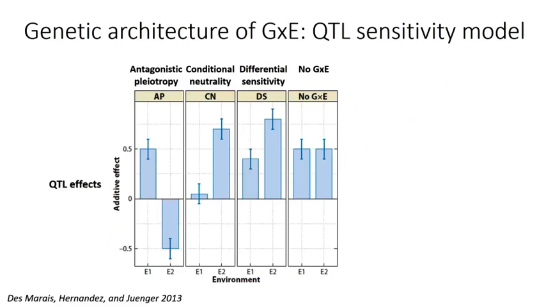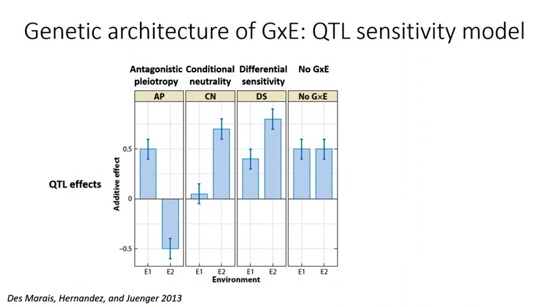There are different models that have been proposed to explain the genetic architecture of G by E. One of them is a QTL sensitivity model that describes how a QTL's effect changes across the environment. So specifically, there are four categories. For example, if the QTLs have opposite effects in two environments, we call that antagonistic pleiotropy. And sometimes the effect in one environment is close to zero, and the effect in the other environment is relatively large. We call that conditional neutrality.